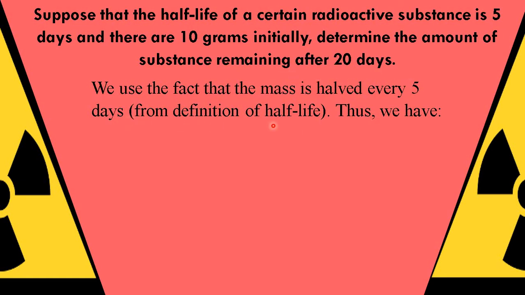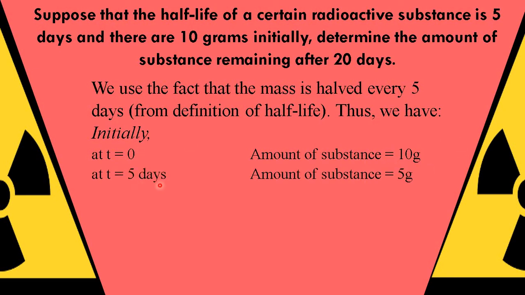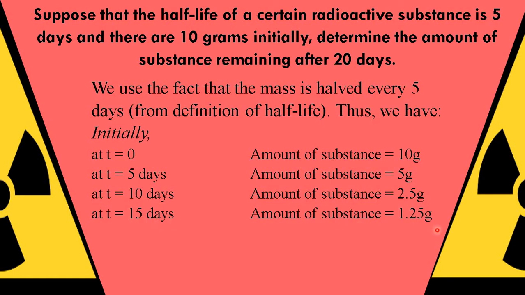From the definition of half-life, at time equals 0, or 0 days, the amount of substance is 10 grams, the initial amount. After 5 days, the amount will be reduced to one half, so we have 5 grams. After 10 days, it is again reduced by half, so 2.5 grams. After 15 days, it is 1.25 grams. And after 20 days, the amount of the substance remaining is 0.625 grams. So this is the answer, 0.625 grams.